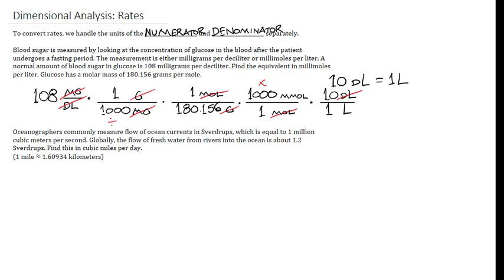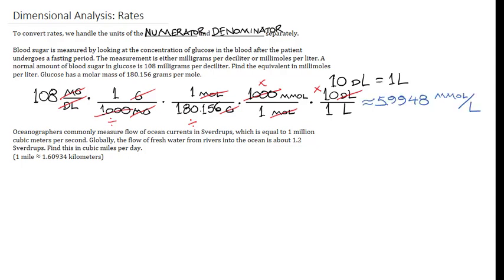In fact, a little bit of a shortcut here. You can actually just cross those out because if they're on the top and the bottom, they just divide, just like if you were multiplying fractions. And so all we actually have to do is divide by 180.156 and multiply by 10. And if I do that correctly, I will get about 5.9948 millimoles per liter.